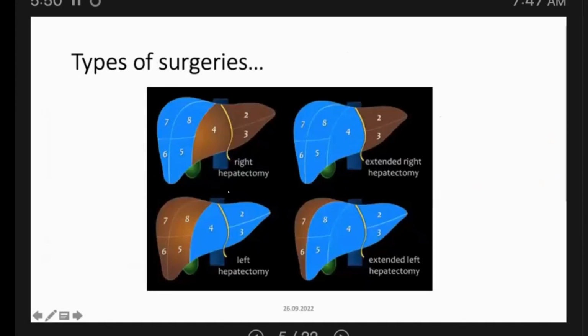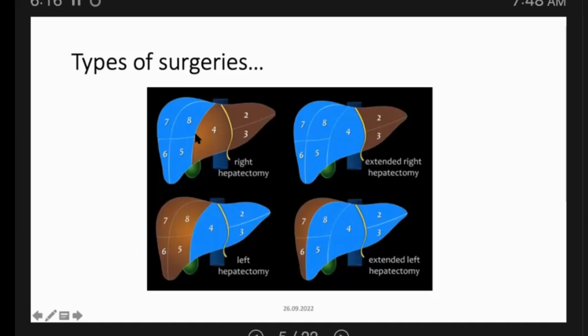So when you call it a right hepatectomy, it involves segments 5, 6, 7, 8 only. So that is a right hemihepatectomy. And when it becomes extended, we involve the fourth lobe or the caudate lobe as well. And when it becomes a left hepatectomy, it only involves segments 2, 3, and 4.